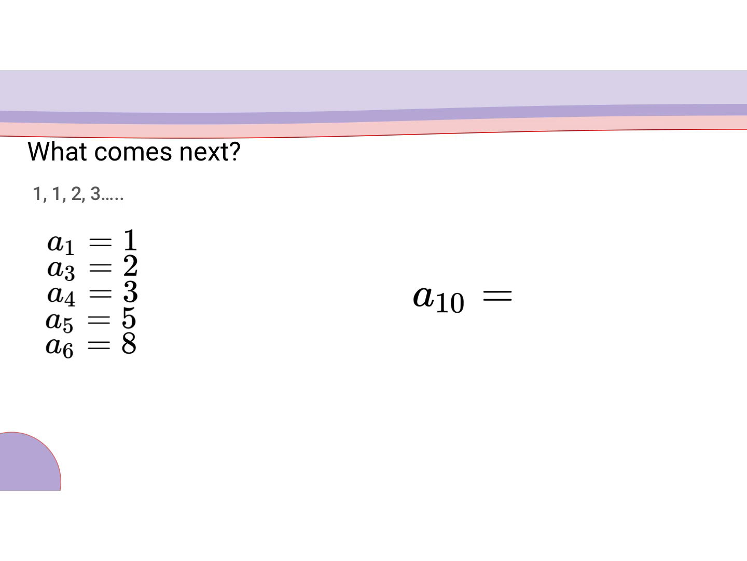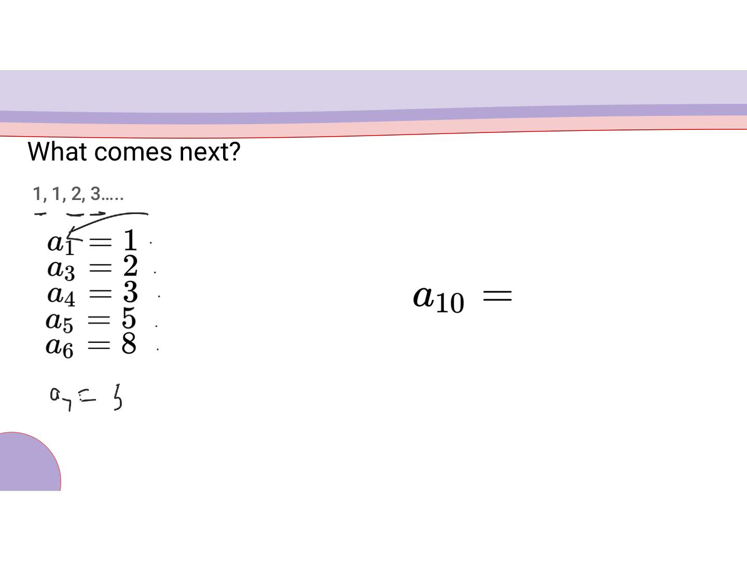So just to understand how we read this, a sub 1 is the first term of the sequence. A sub 2 is the second term of the sequence. A sub 3 is the third term of the sequence, and so on and so forth. So this really means the first term, and then third term, fourth term, fifth term, sixth term. So if I want to go all the way up to 10, remember that this is the Fibonacci sequence, in which I just add the previous two terms.